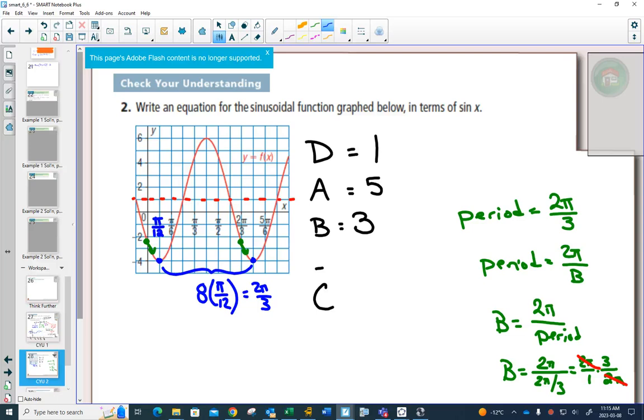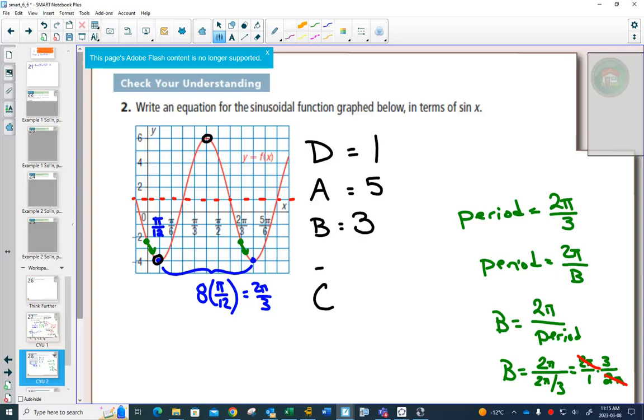So sometimes you can't tell just by going from 0 to a number what the period is. You might want to take a minimum to a minimum. And another technique that sometimes is useful is taking a minimum to a maximum. That would be 4 boxes, but a minimum to a maximum is never a full period. You'd always have to figure out that distance and double it to figure out your full period.